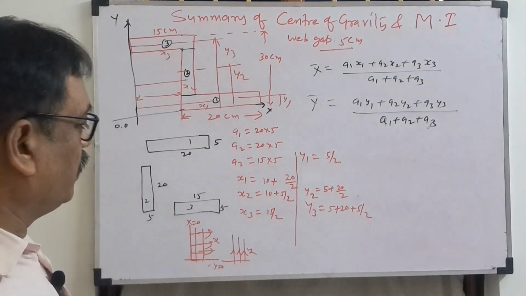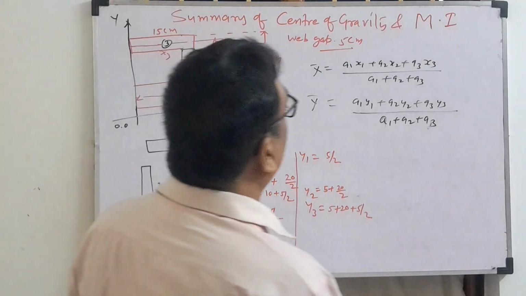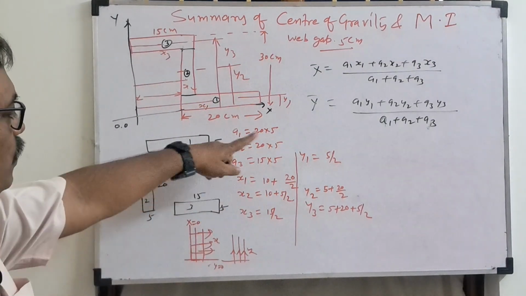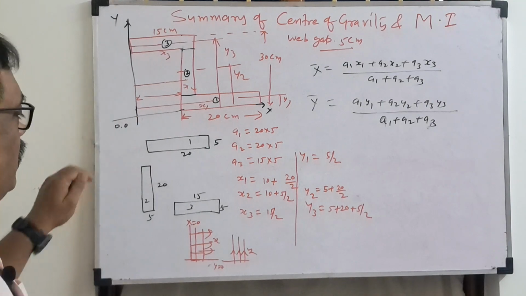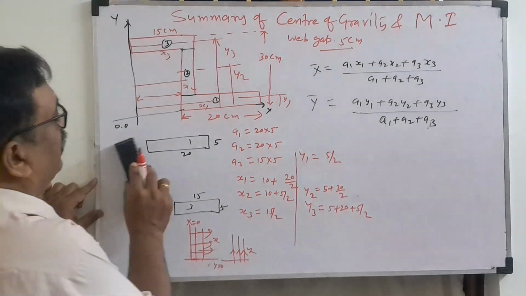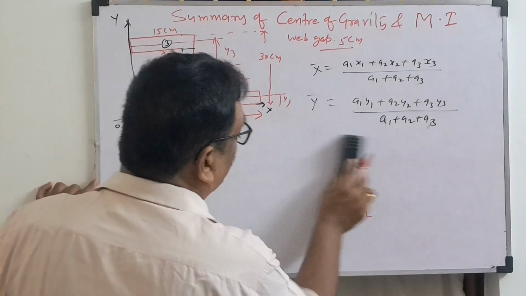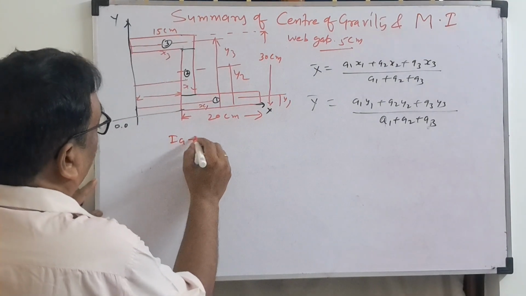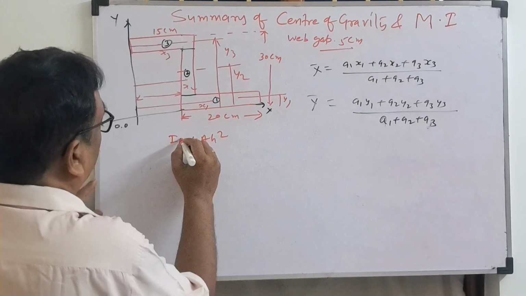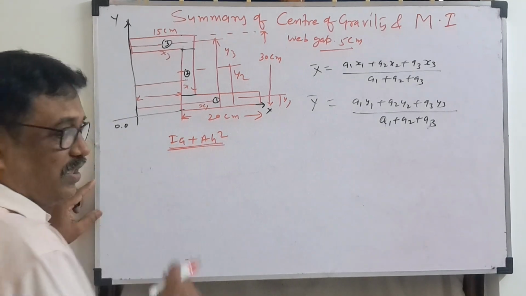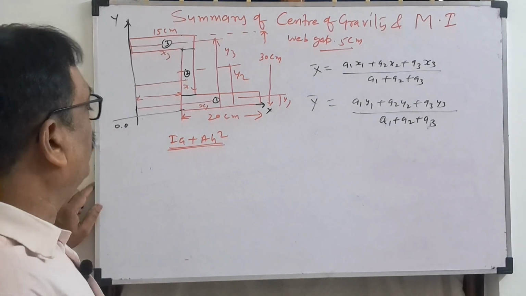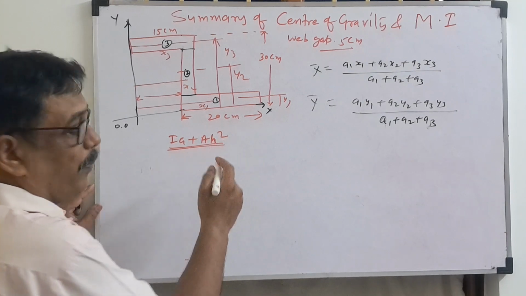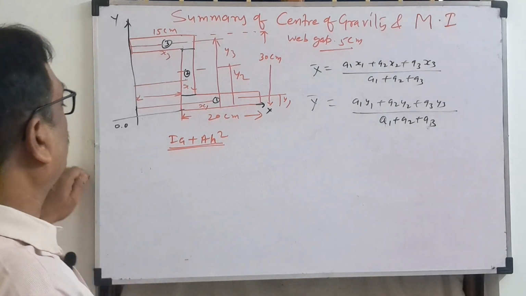So that gives the center of gravity for this shape. Then what is the concept of the moment of inertia? Here itself I will explain now. If you know this, you can find the center of gravity. Now we know the parallel axis theorem: Ig plus A h square, where Ig is the moment of inertia of the individual section, A is the area of this individual section, and h is the difference between the final center of gravity and the individual center of gravity.